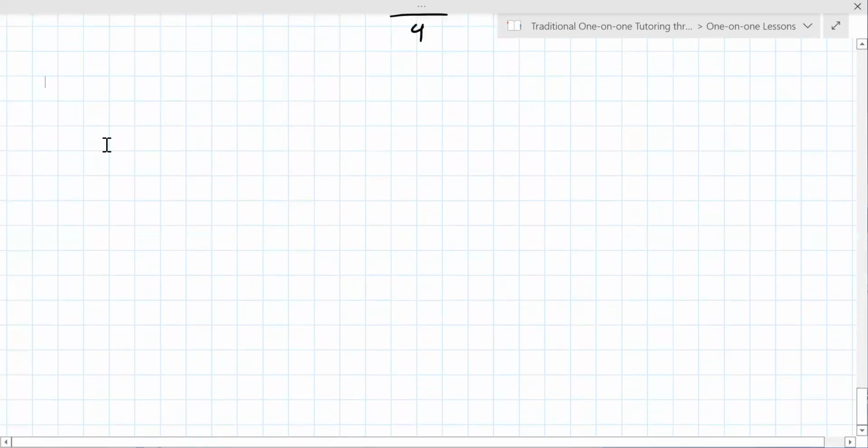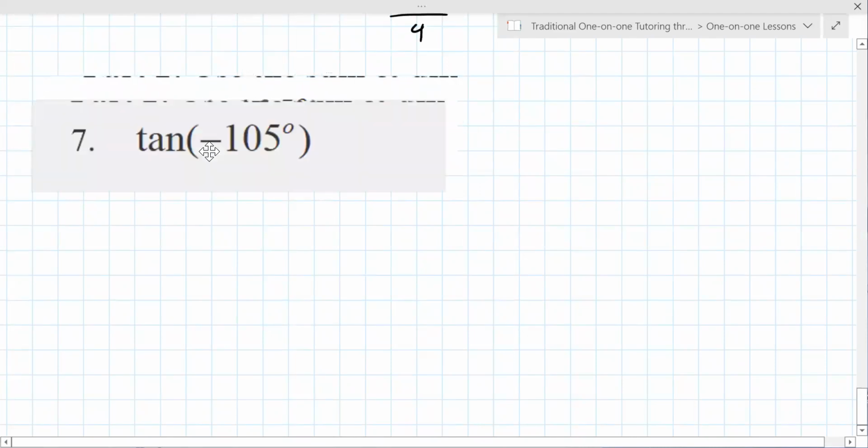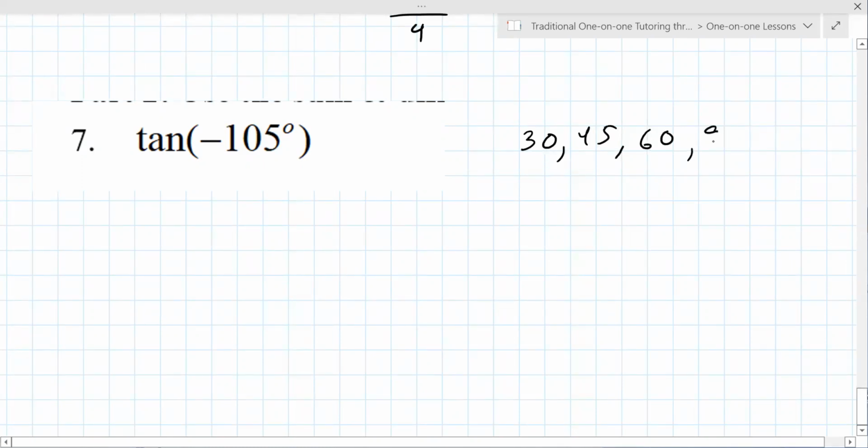All right, so here's a test question. This is a legitimate test question. You're like, wow, I've been giving you easy ones. Let's increase the difficulty. So again, 30, 45, 60, 90. You can use anything you want on your unit circle. But you've got to get to 105. Now, again, you can go negative.